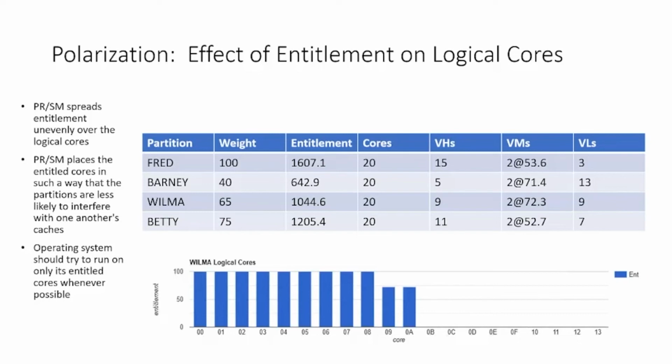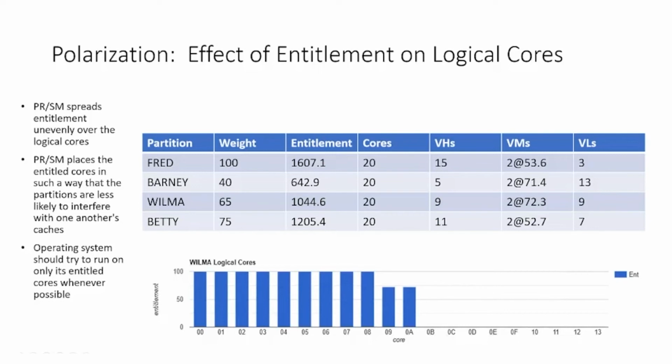So what do the bullets say over here on the left-hand side? PRISM spreads the entitlement unevenly over the logical cores. I've drawn a picture here. I showed in this table that Wilma has entitlement to a little over 10 cores worth of power, but has actually 20 cores defined for the partition. Back on that image activation profile, when we said how many processors, we configured 20 there. I should warn you that even though the image activation profile says processors, you're really configuring cores there. So Wilma has a little over 10 cores worth of entitlement, but 20 logical cores.